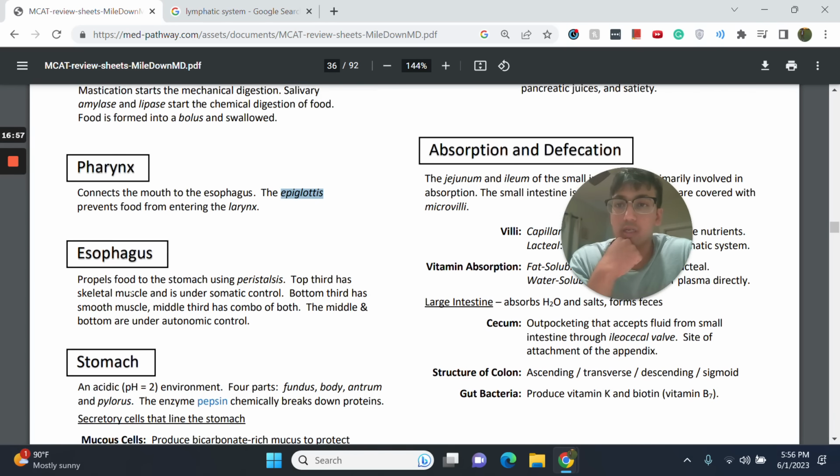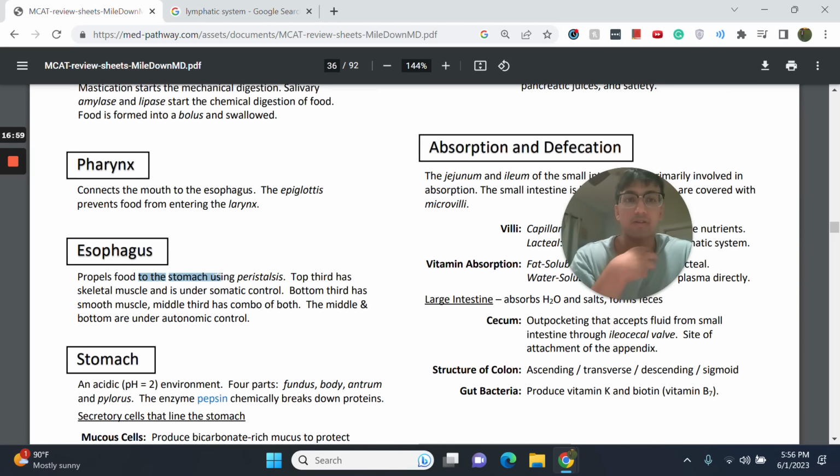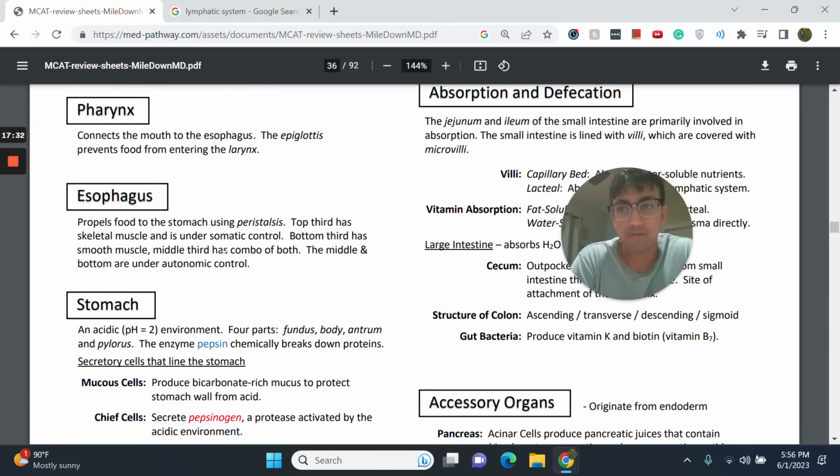The esophagus is like this pipe, and it propels food to the stomach using peristalsis. The top third has skeletal muscle and is under somatic control, and you should remember what somatic control is from earlier in this video. And the bottom third is smooth muscle, and the middle third is a combo of both. The middle and the bottom are under autonomic control. So next time you're eating, you might think, am I in control of the digestion of my food, and at what point am I not in control? And that can be a cool experiment for you.